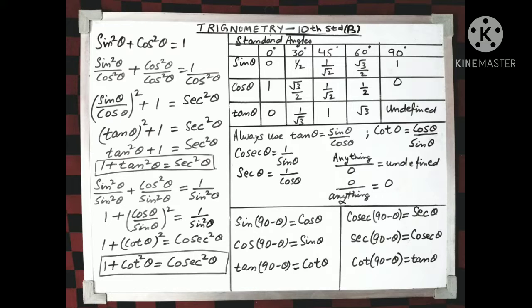The interesting one is, suppose you have to find tan 90 degree. You will write tan 90 degree is equal to sin 90 degree divided by cos 90 degree, that is 1 divided by 0. So anything divided by 0 is undefined in mathematics.